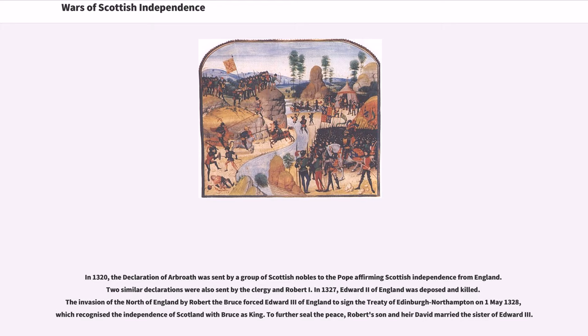In 1327, Edward II of England was deposed and killed. The invasion of the north of England by Robert the Bruce forced Edward III of England to sign the Treaty of Edinburgh-Northampton on May 1, 1328, which recognized the independence of Scotland with Bruce as king. To further seal the peace, Robert's son and heir David married the sister of Edward III.